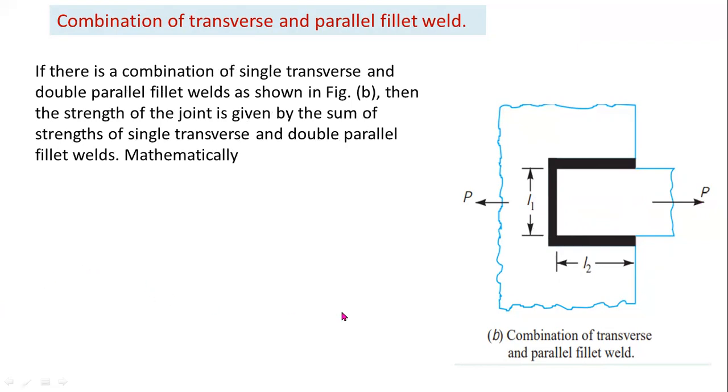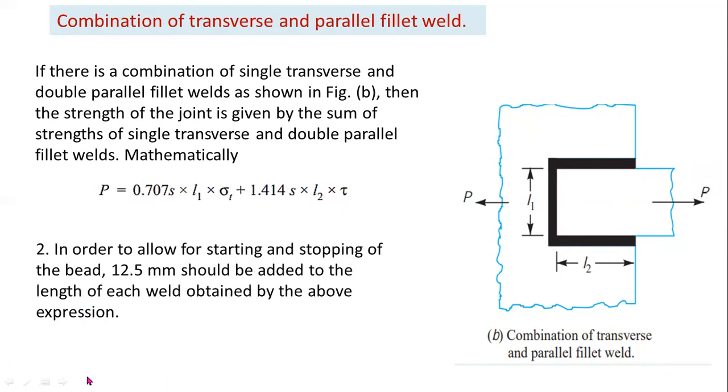If there is a combination of a single transverse and double parallel fillet welds as shown in the figure, then the strength of the joint is given by the sum of the strengths of a single transverse and double parallel fillet welds. Mathematically, P equals 0.707 S into L1 into sigma T, which is the formula for a single transverse fillet weld, plus 1.414 S into L2 into tau, which is the formula for double parallel fillet welds.